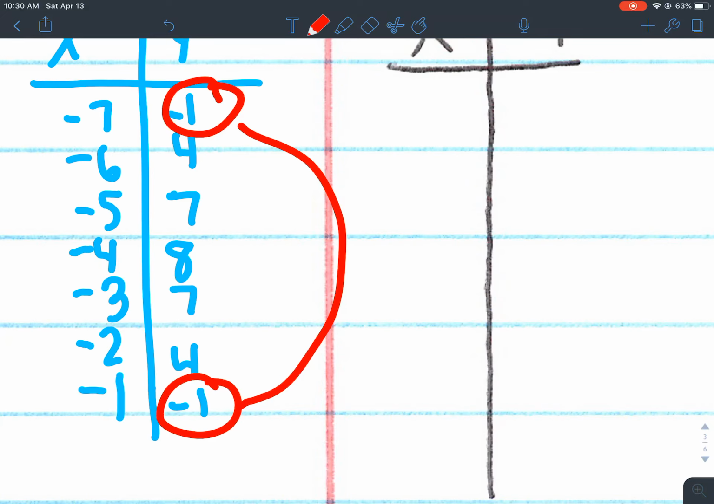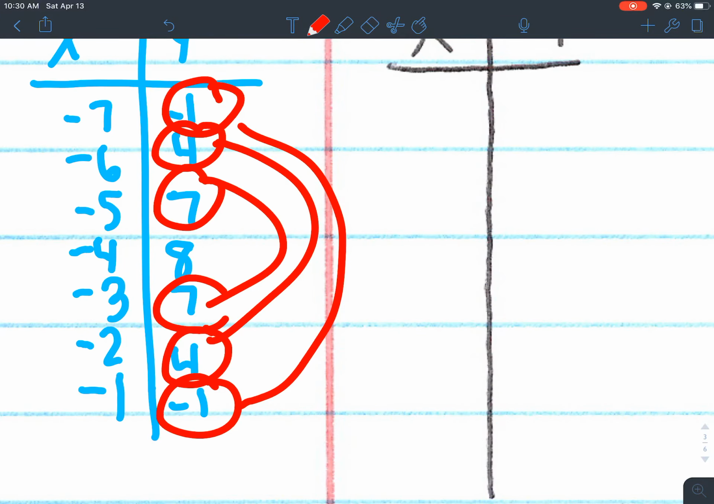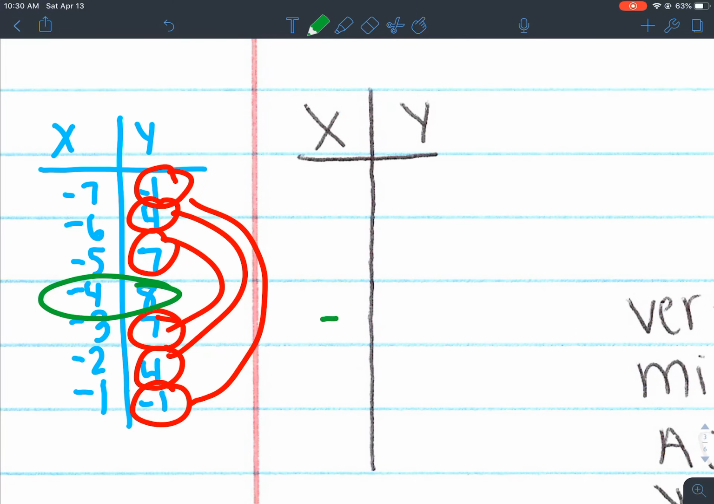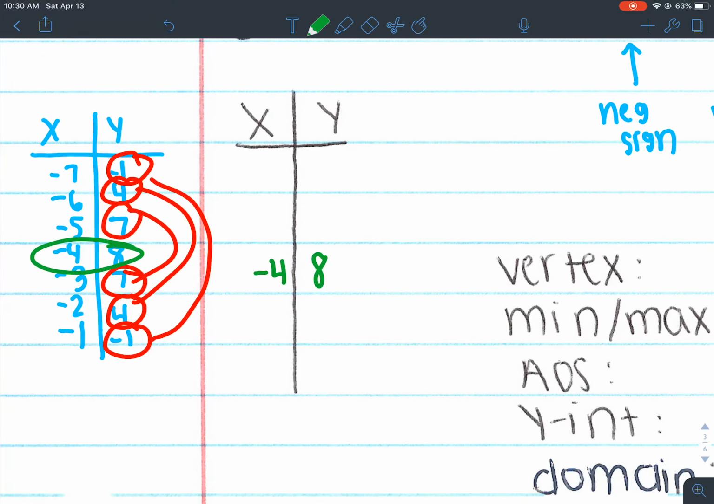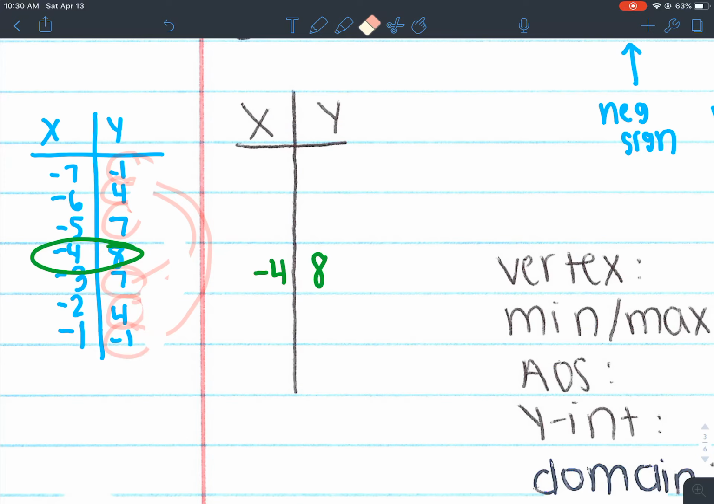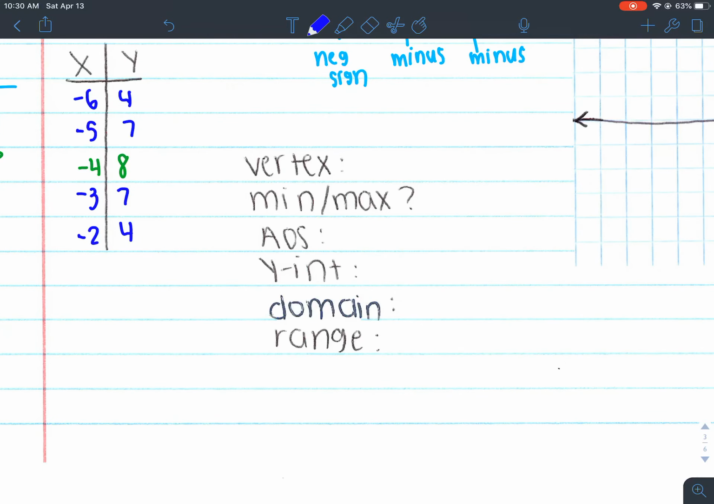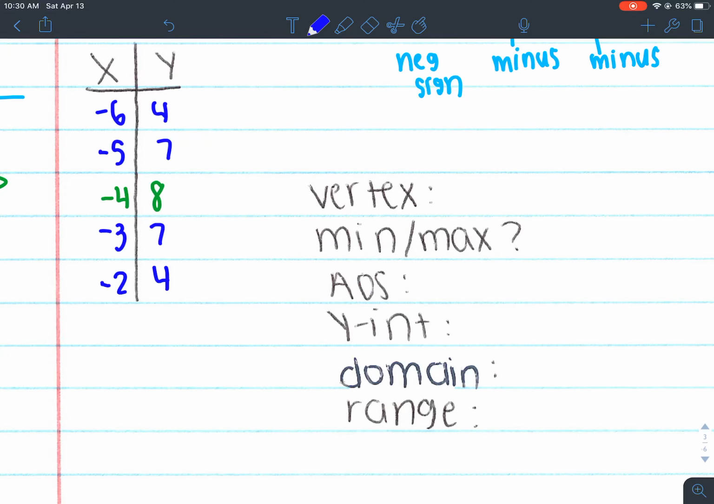All right, negative 1, I have a twin. 4 has a twin. 7 has a twin. 8, however, does not. Okay? So over here, I have negative 4, 8 in the very middle of my table. And I know my graph's not big enough. I'm sorry. And then your 2 points around it are going to be the other 2 points. Okay. So the vertex here, actually, I can get all this information right now. So let's go ahead and do that. The vertex here is going to be negative 4, 8.